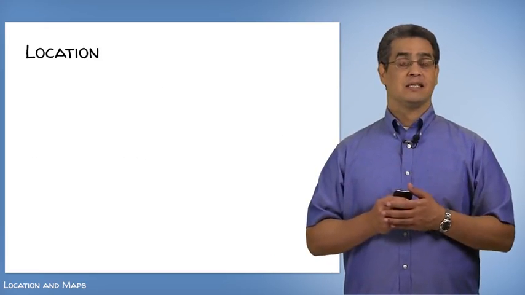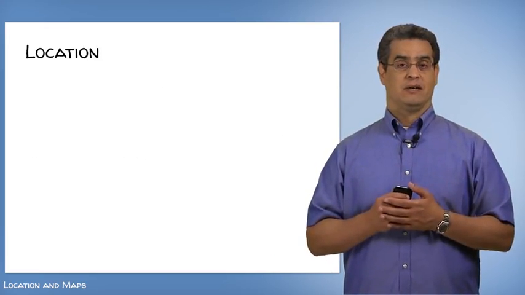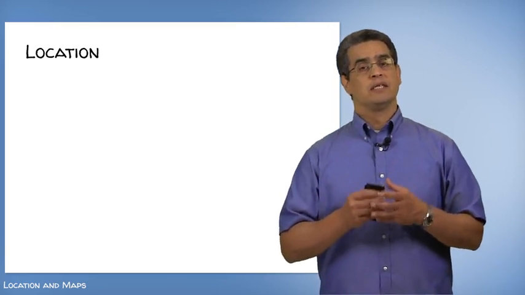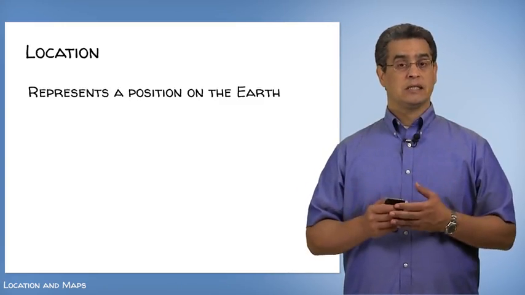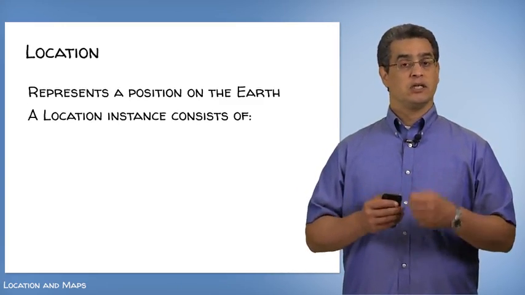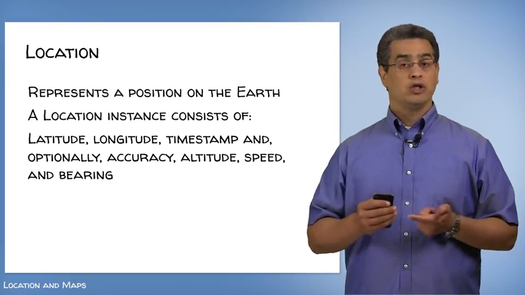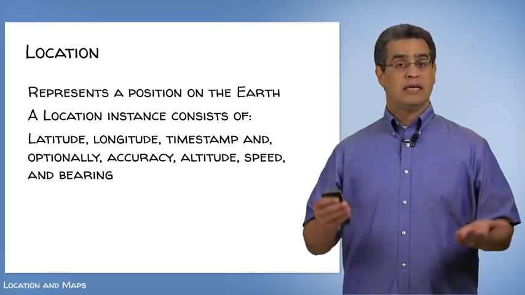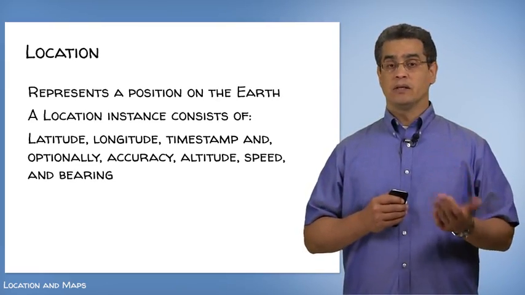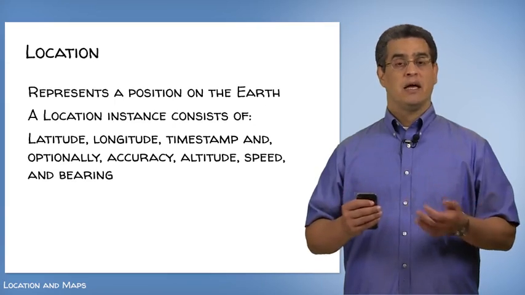One of those classes is the Location class. A location represents a position on the Earth. A location instance contains information such as latitude, longitude, a timestamp, and optionally an estimated accuracy, altitude, speed, and bearing.